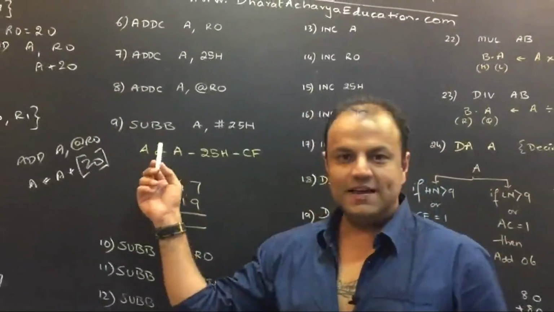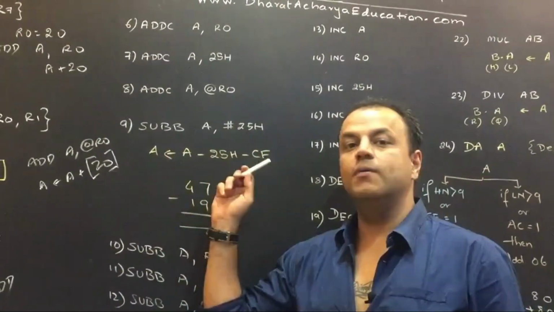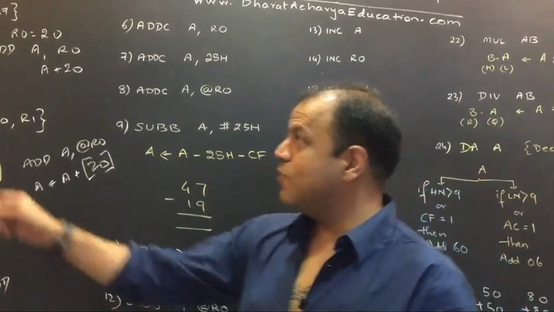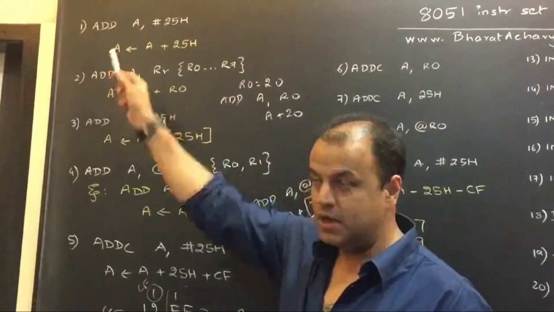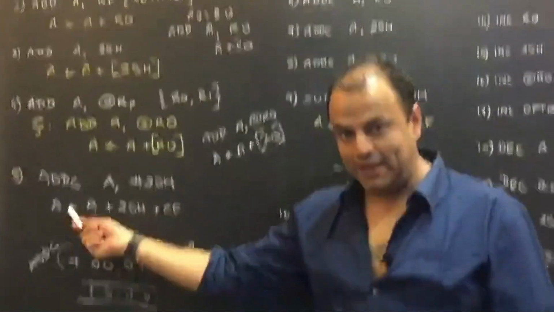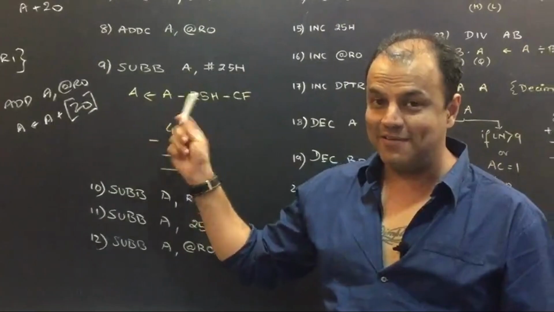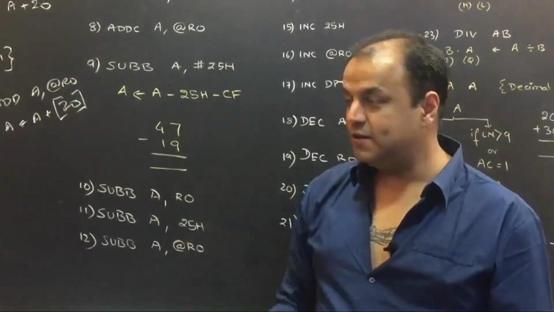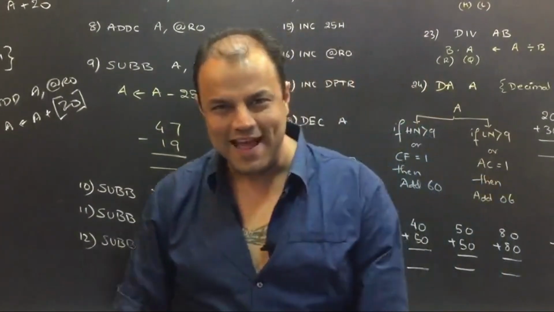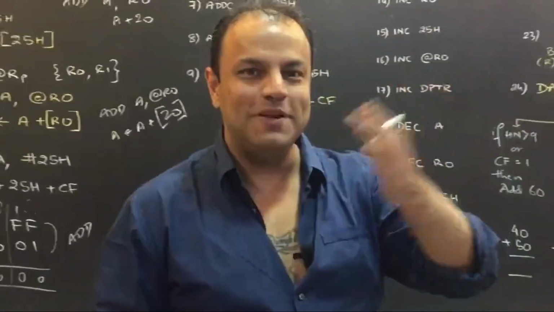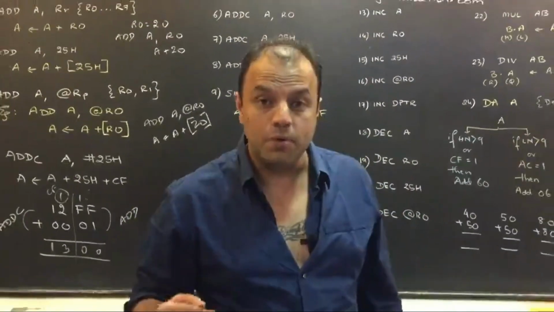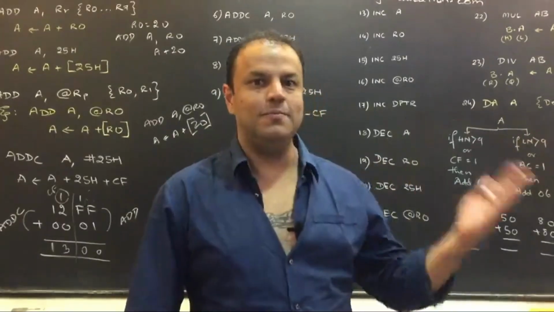SUBB. SUBB stands for subtract with a borrow. You have ordinary add. You have add with carry. There is no ordinary subtract. You directly have subtract with borrow. Are you clear? So just like in add with carry, you add the previous carry, in subtract with borrow, you subtract the previous borrow.